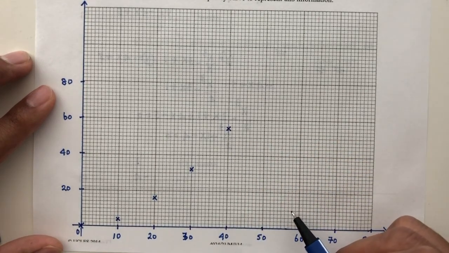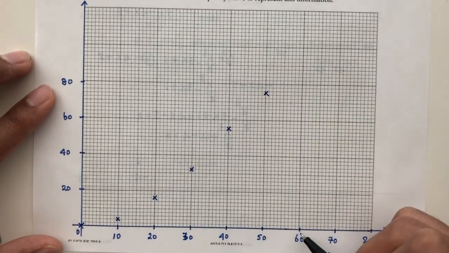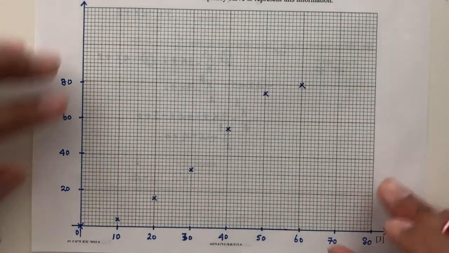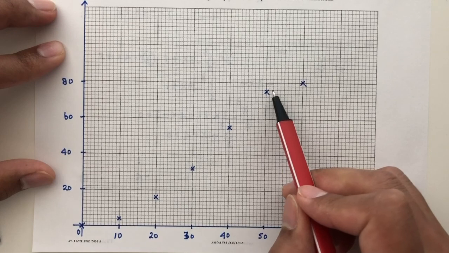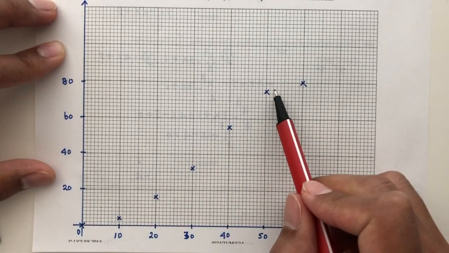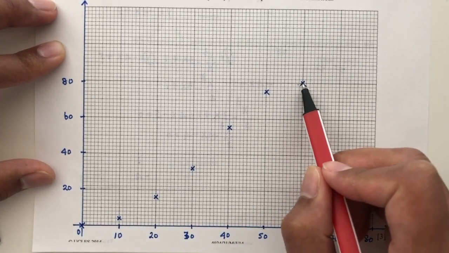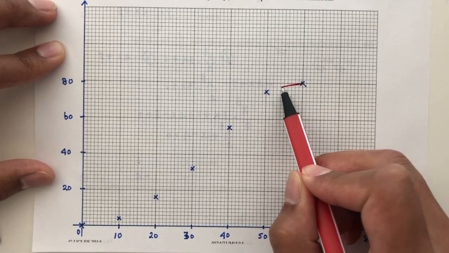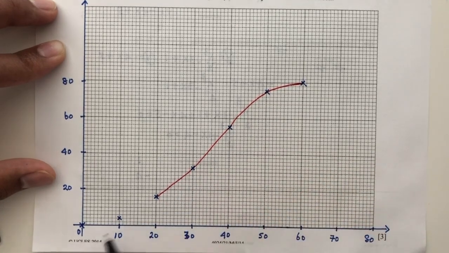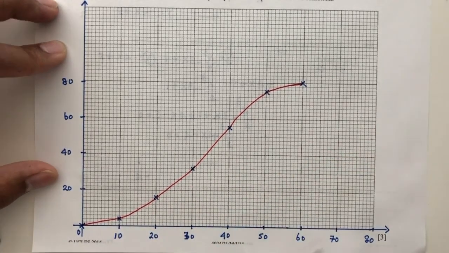Then we have 50, 75, right here. And then we have 60, 80. That's it. Now let's join the points together to form a smooth curve. You must draw this really well, because that's how you will get the other answers to your question, by drawing this curve properly. So let's connect. I'm using a pen, so it's kind of hard, but if you're using a pencil, make sure your curve is smooth. So this one will be this. My curve is not so great, but you get the idea. It needs to be smooth in this direction.